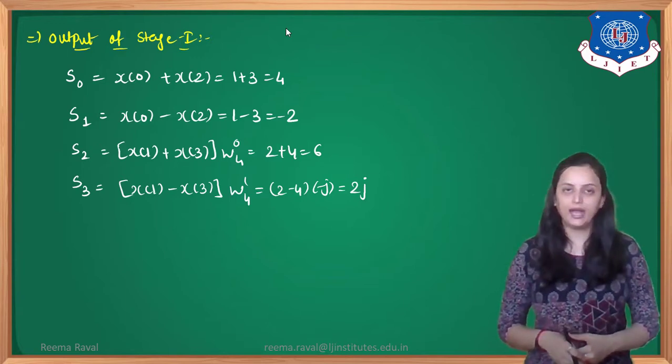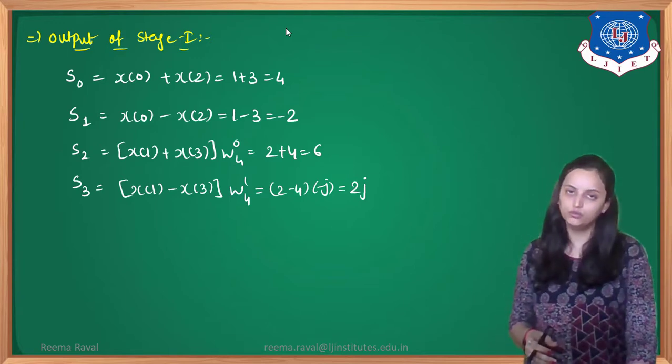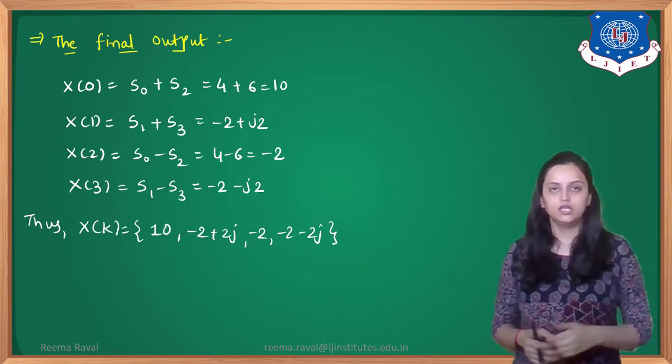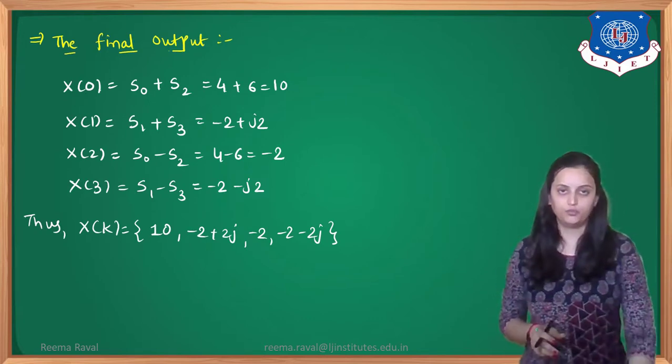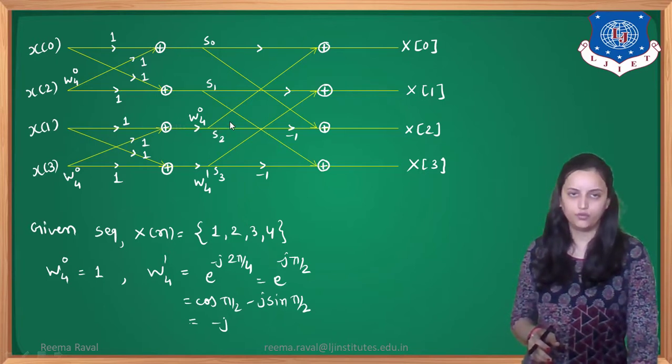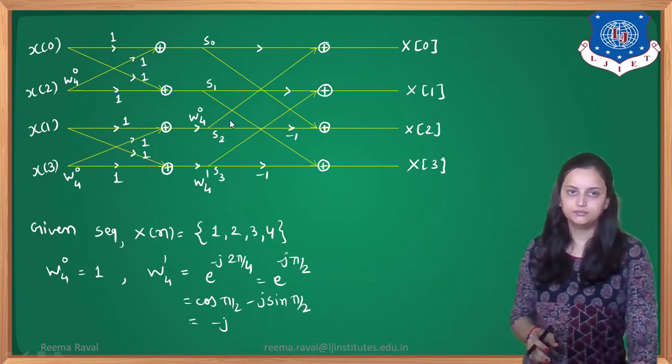In the same way, we are going to calculate the output of stage 2, which we can call the final output. So X(0), that is the first output. Here we can see in this diagram, the output X(0) has two inputs. First is S0 and the second one is S2 multiplied by W4^0.